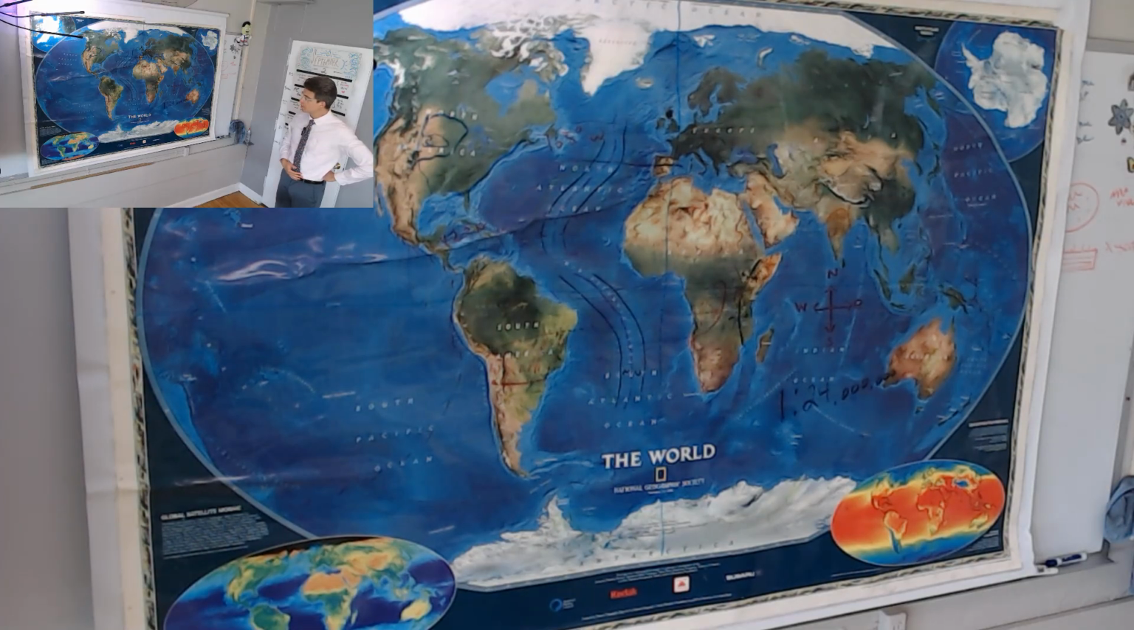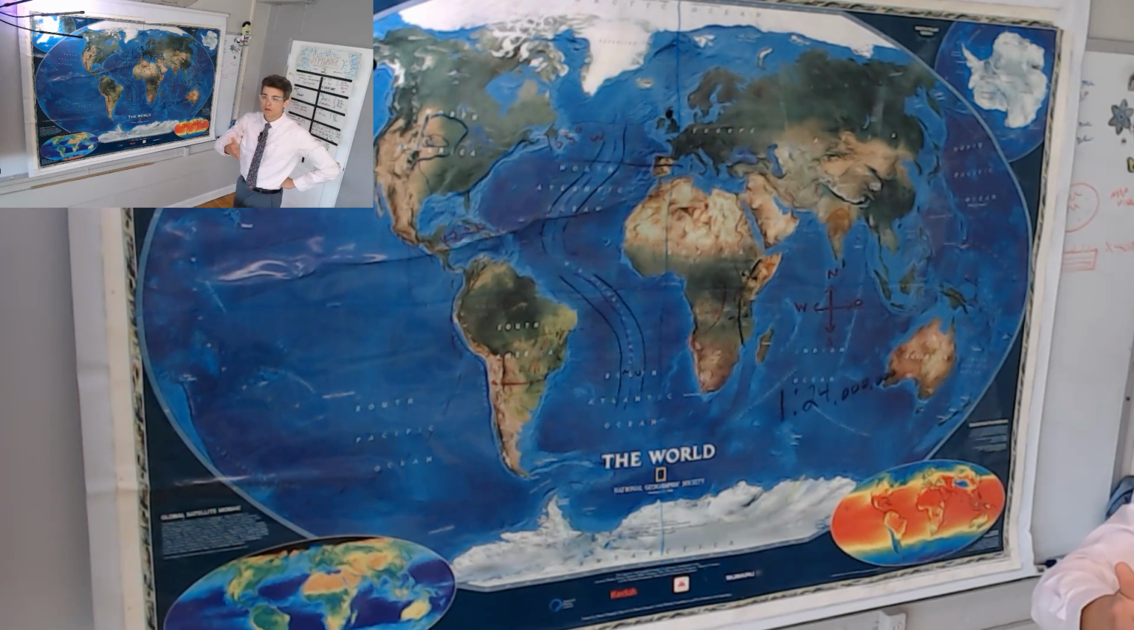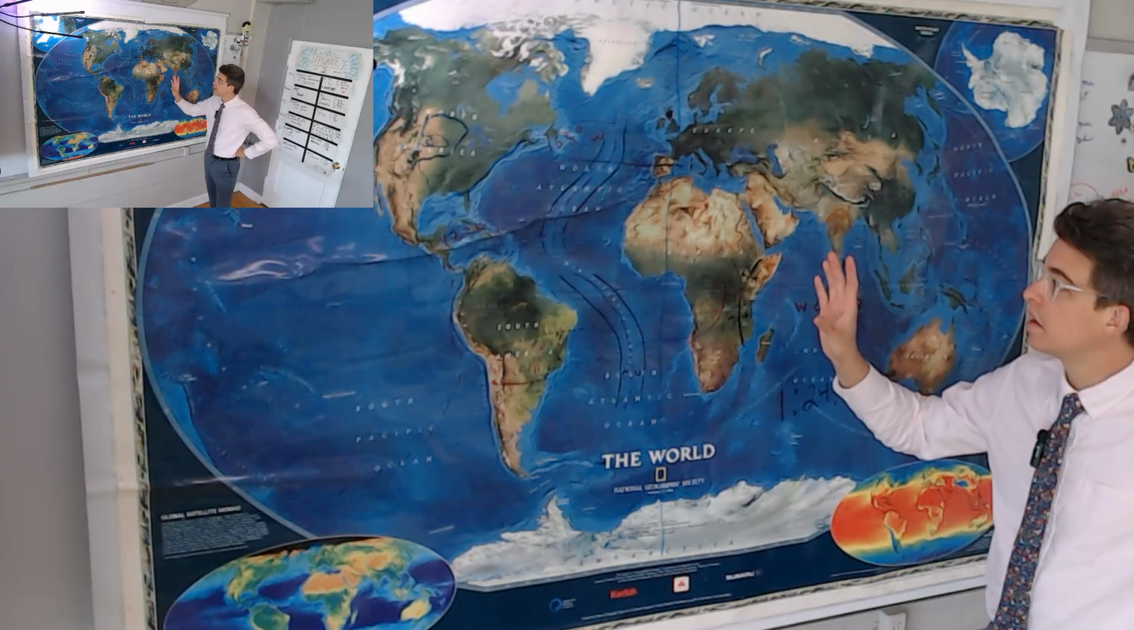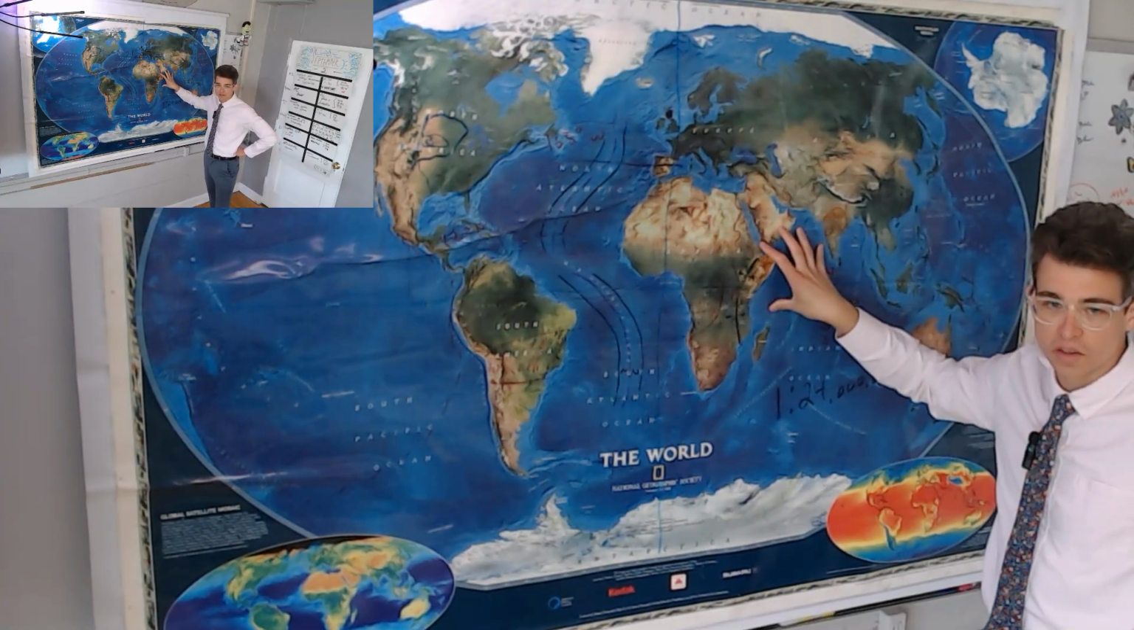So what are some imperfections with this map? Size. Yeah, so imperfect in the way that it is, maybe it's not inaccurate, although we are going to talk about that in a second, but this is not the same size as it is in real life.